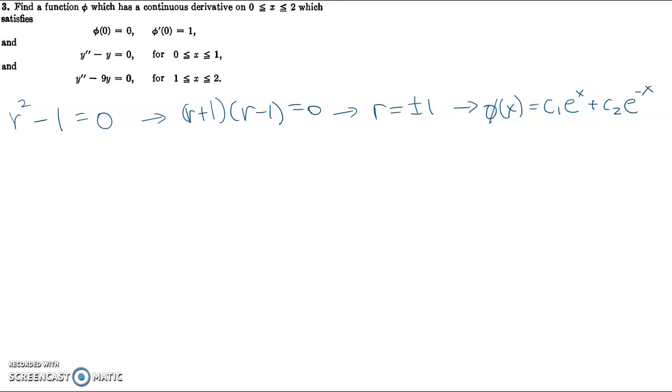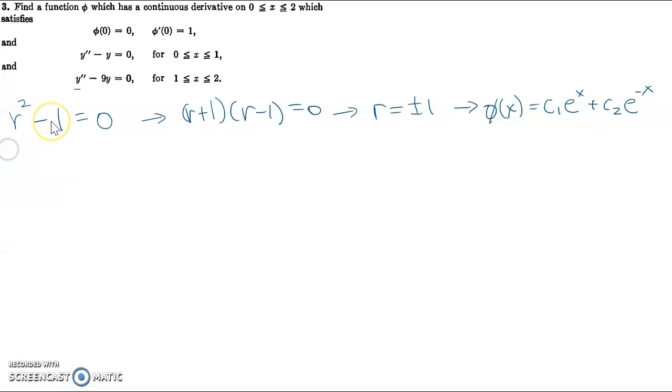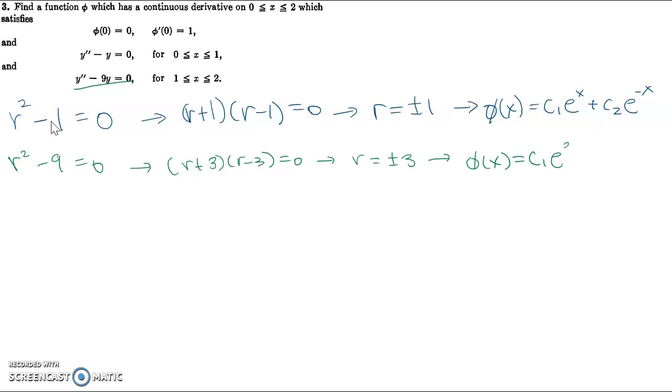Okay. Let's look at the second equation, which is this. That's r squared minus 9 equals 0. This is the same thing as r plus 3 times r minus 3 equals 0, which gives us r is plus or minus 3. So phi of x is c1 e to the power of 3x plus c2 e to the power of negative 3x.